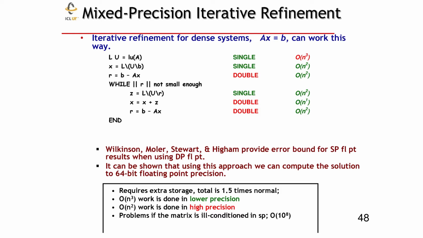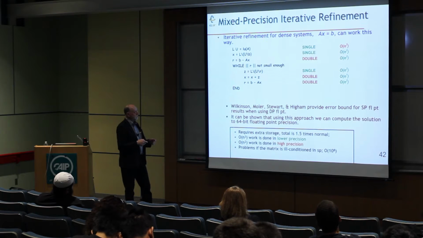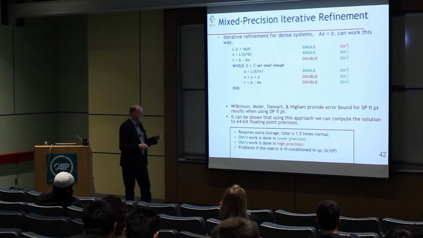Think of it this way. We've got very accurate high order bits for x. It's the low order bits that have to be corrected. And that's what z is giving us, the low order bits for x. And then we compute a residual and carry on. So the single precision is dominated by n cubed. Everything else is order n squared or less.